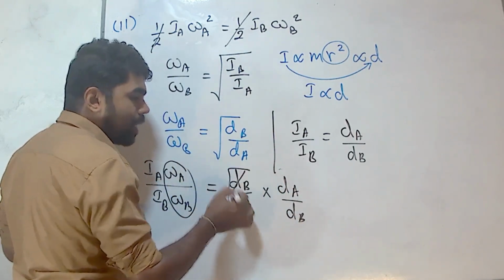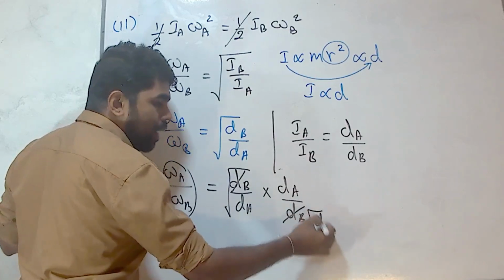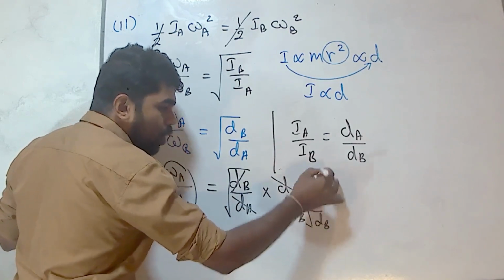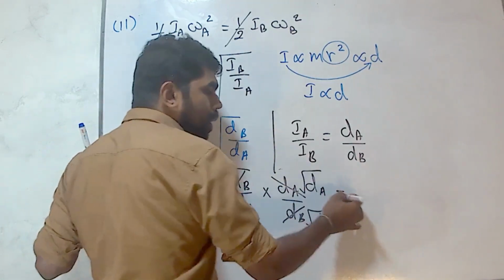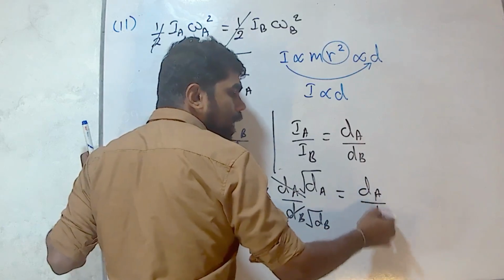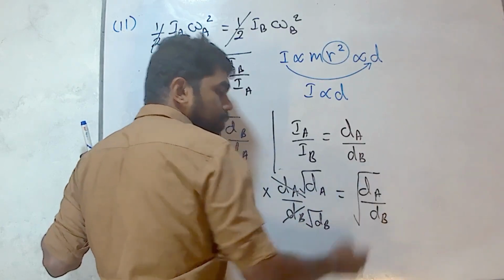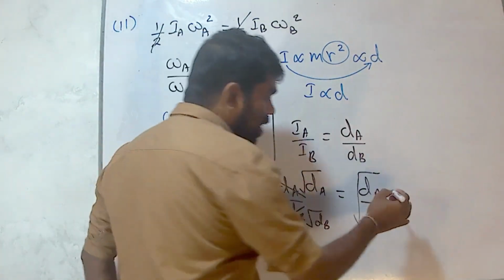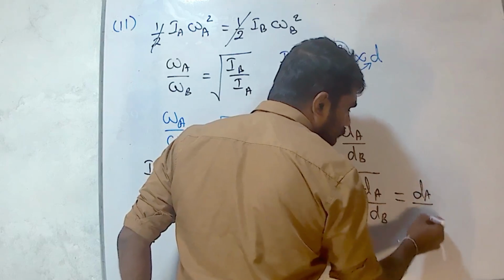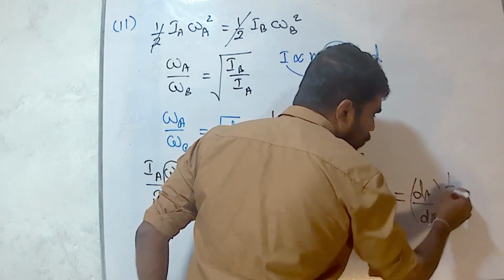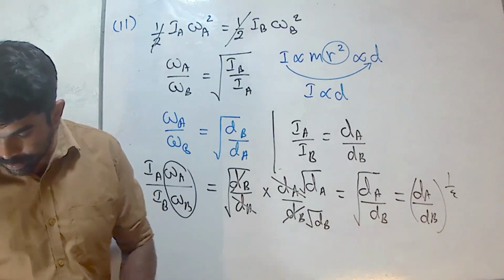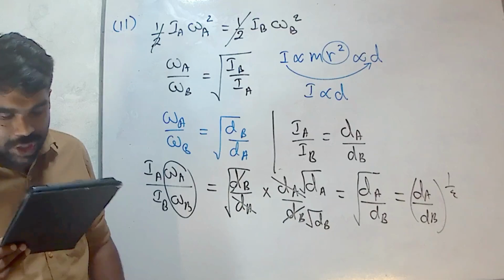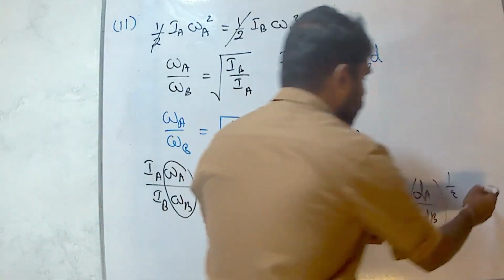Then cancelling this part and this part, we get root dB, and we can cancel out root dA, so the answer is root dA divided by root dB, which means dA over dB under a root. Written with a power, the answer is dA divided by dB to the power half. The answer is option 4 for question number 11.